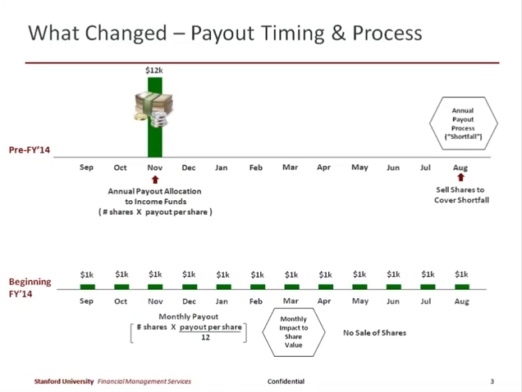There is no sale of shares at the end of the year. However, there is a monthly impact to share value, which we'll discuss more in the next slide. The monthly amount distributed to the income fund represents actual payout, not an anticipated or budgeted amount. There is no year-end shortfall process that would result in payout being taken back out of the income fund. Note that although the payout is made monthly versus annually, there is no impact to spending flexibility. Fund holders may spend anticipated payout at any time during the fiscal year.